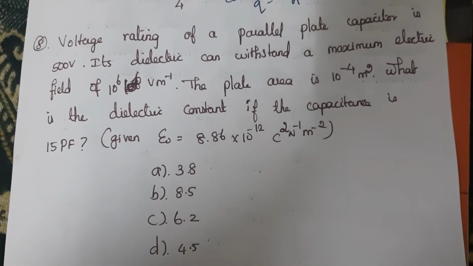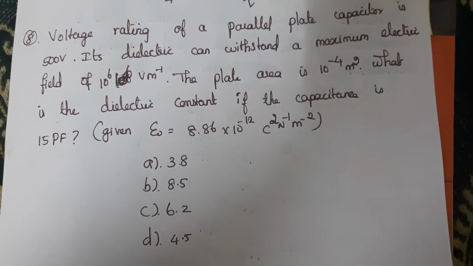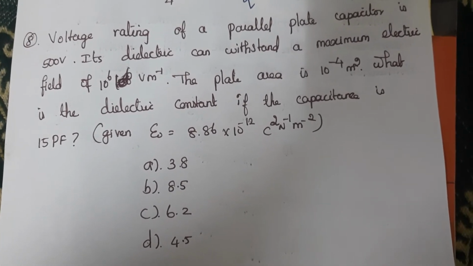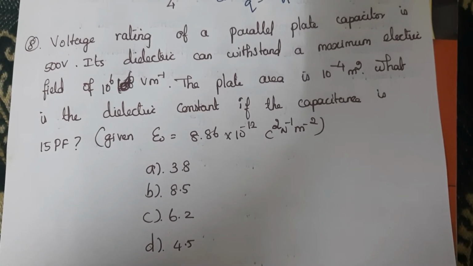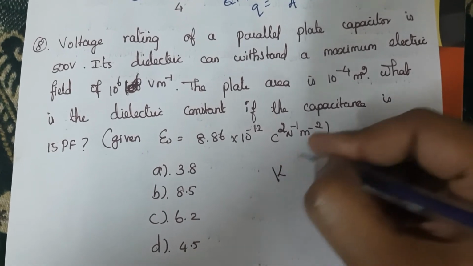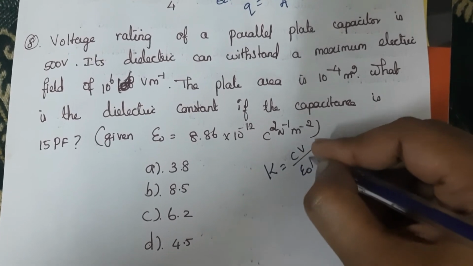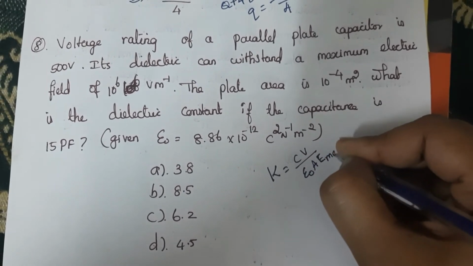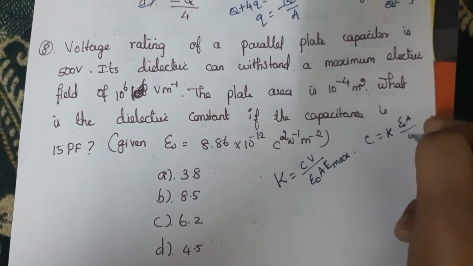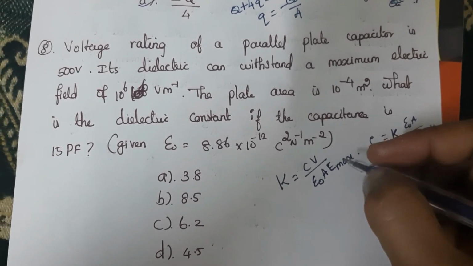Eighth question, voltage rating of a parallel plate capacitor is 500 volt. Its dielectric can withstand a maximum electric field of 10 power 6 volt meter power minus 1. The plate area is 10 power minus 4 meter square. What is the dielectric constant if the capacitance is 15 picofarad? So the dielectric constant K is equal to CV divided by epsilon naught A into E max. We know C is equal to K epsilon naught A divided by d, and substituting d is equal to V by E, we will get this formula.